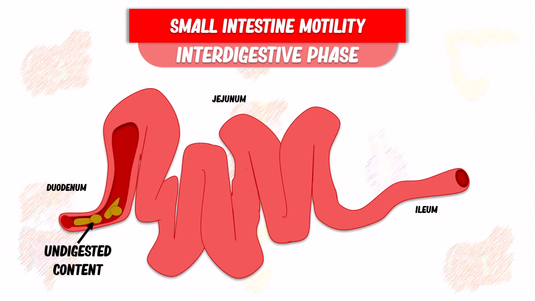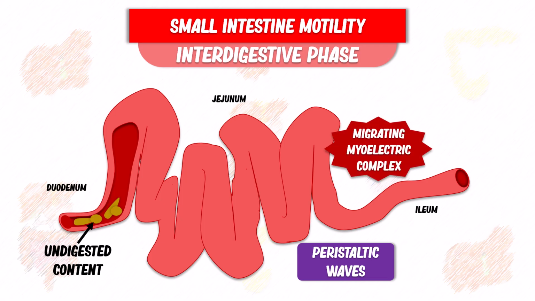The interdigestive phase occurs during fasting or between meals, and it's quite similar to what happens in the stomach, as we covered in the last lesson. During this phase, several peristaltic waves originate in the duodenum and travel long distances down the small intestine, sometimes even reaching the end of the intestine. These waves are called the migrating myoelectric complex or migrating motor complex.